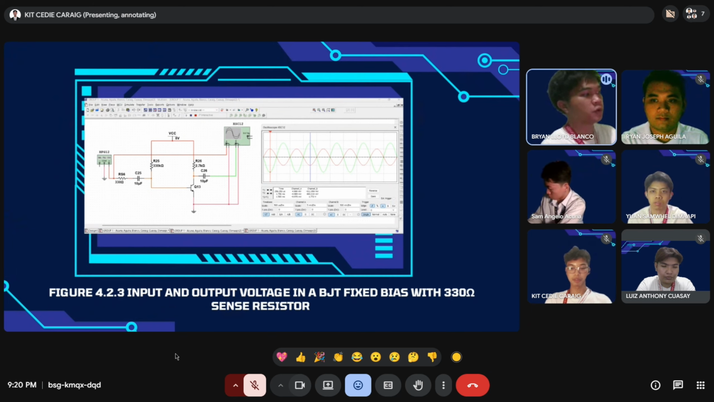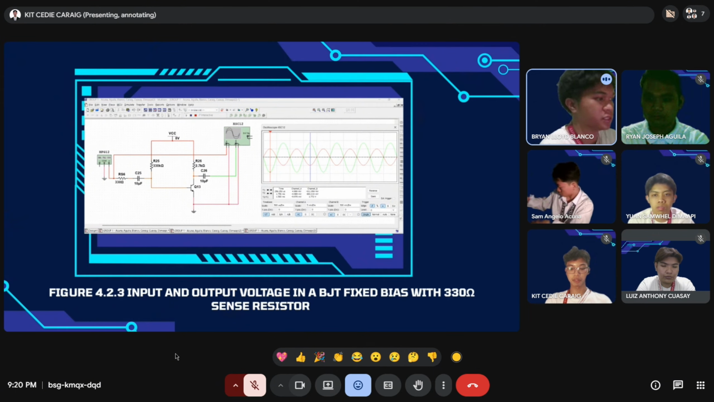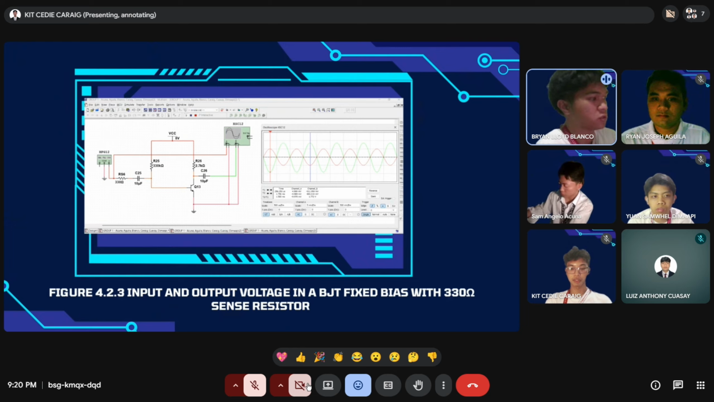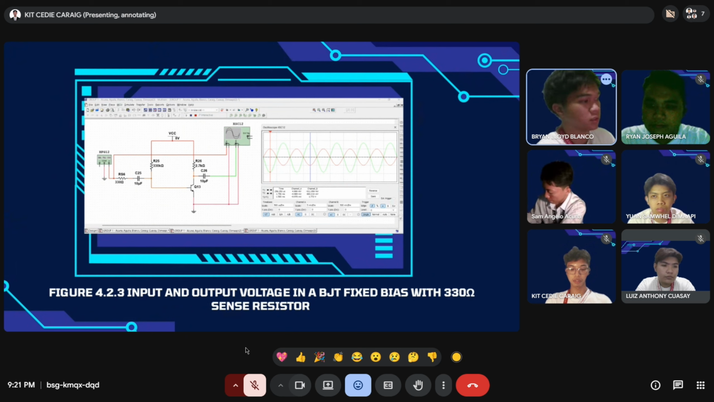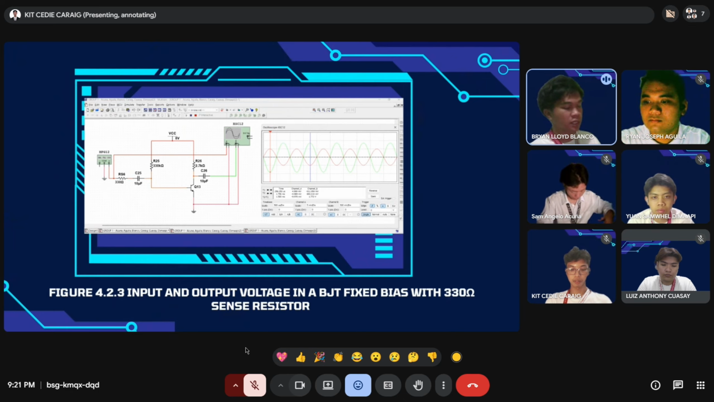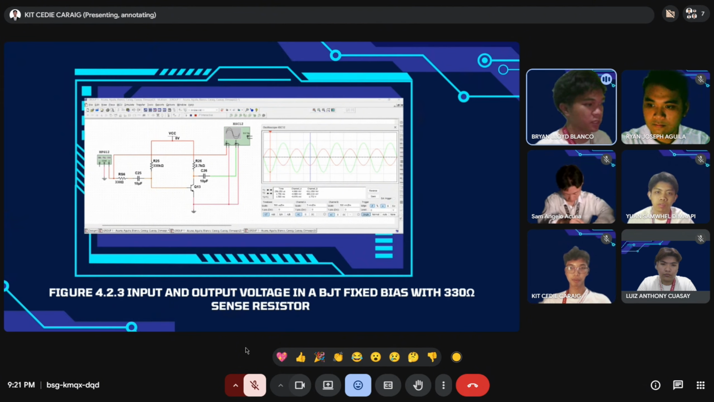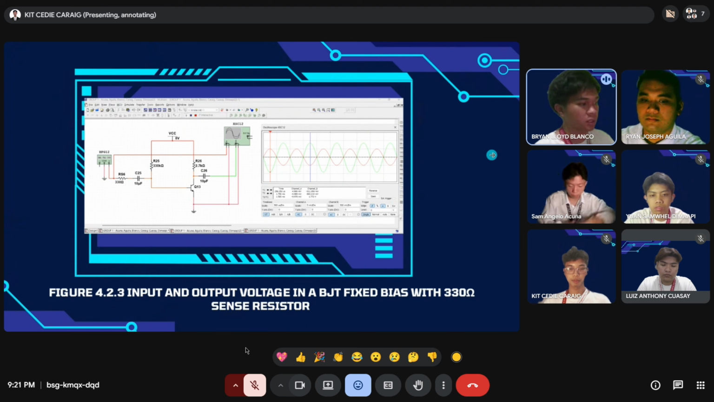For figure 4.2.3, with a 330 ohm sense resistor, the input still remains 4.99, while the output was 860.21 millivolts. Dividing both, we get 172.39 with respect to the input voltage. And the output waveform shows more noticeable flattening and irregularities, indicating the transistor is no longer operating in its linear region. Current flow is being restricted, compressing the output signal and greatly reducing amplification effectiveness. Next slide.